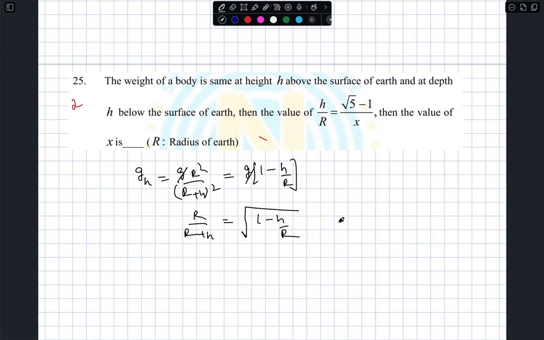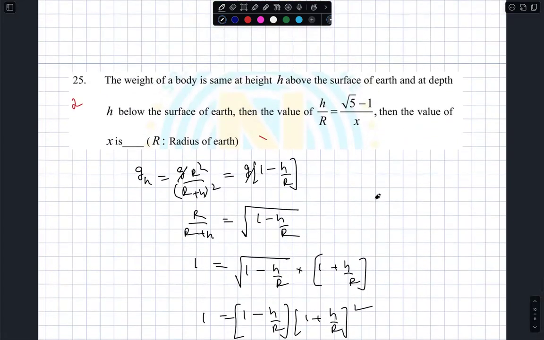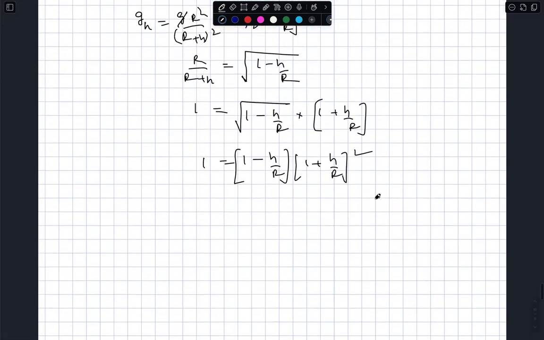Now you need to, so 1 is root 1 minus h by R times 1 plus h by R. Just solve this, do squaring on both the sides. 1 is equal to 1 minus h by R into 1 plus h by R whole square. Take h by R as some x, some p, you'll get whatever you want in that. Calculation is the criteria there. Calculation part plays the major role.